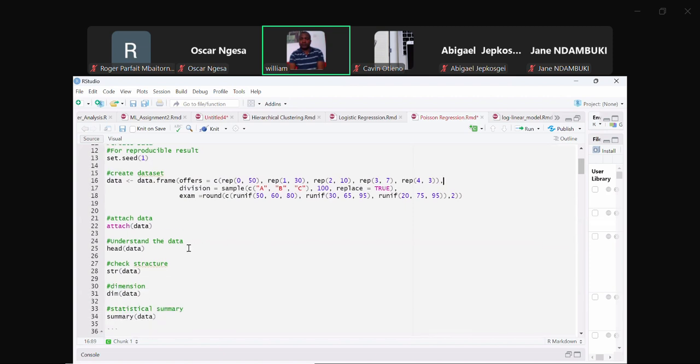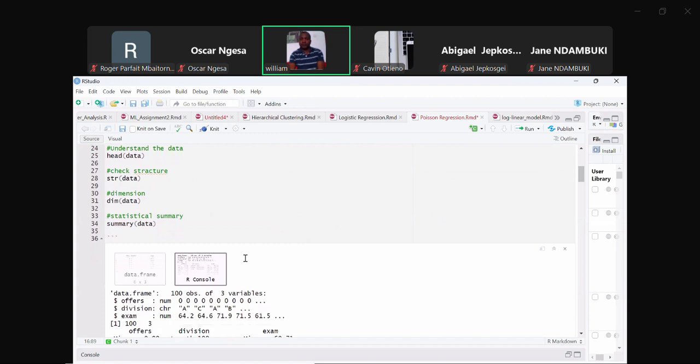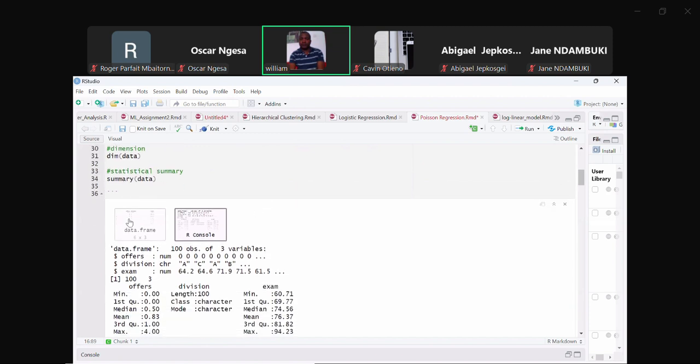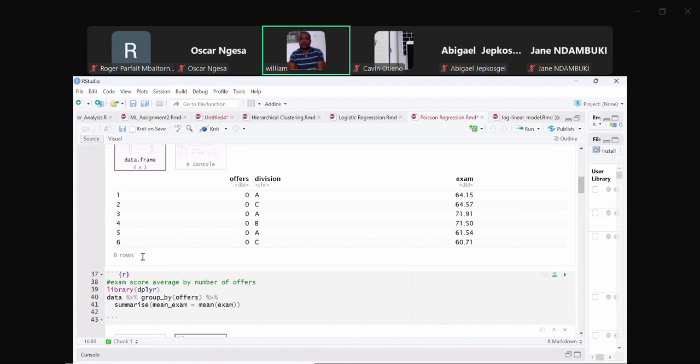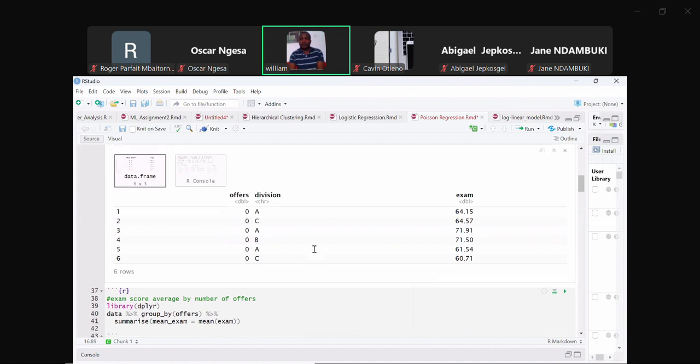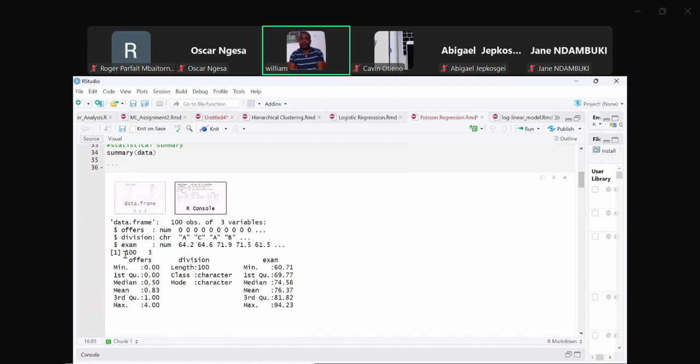You can attach the data if you don't want to call the data frame and then the variable every time. So I attached my data, and then normally we have to understand our data, how it looks. That's why we have head, structure, dimension, and summary. So this is how my data set looks like, the first 6 rows. We have exams, offer, division. And when we come here, we have 100 observations and 3 variables, columns.